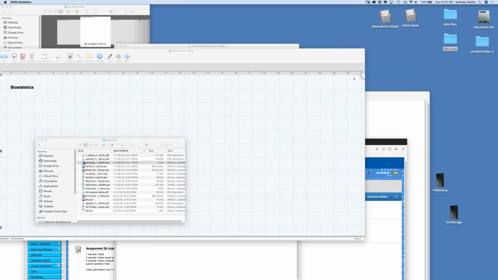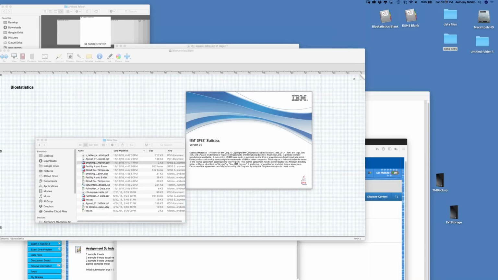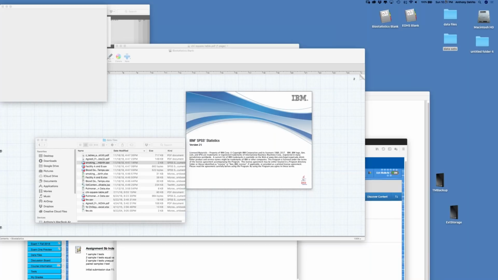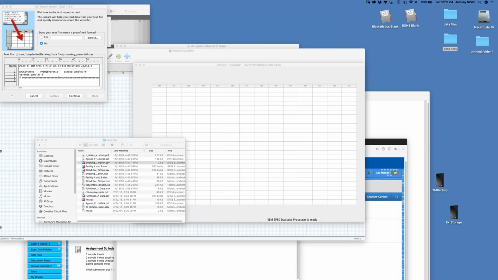Waiting for SPSS to open, hopefully. So I'm going to use SPSS to solve this problem. Okay, I will explain as I go through it. I will explain how we would have solved this manually.